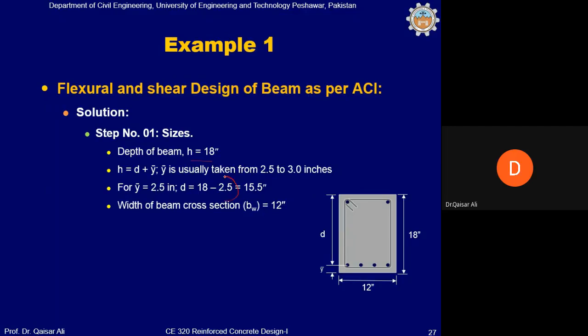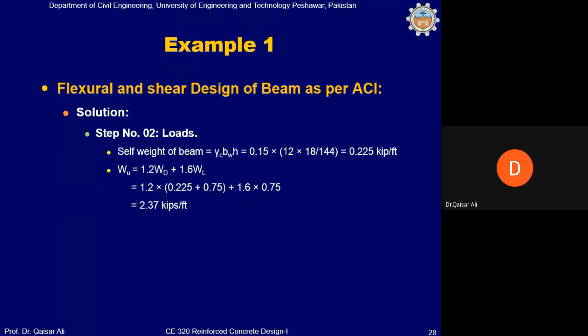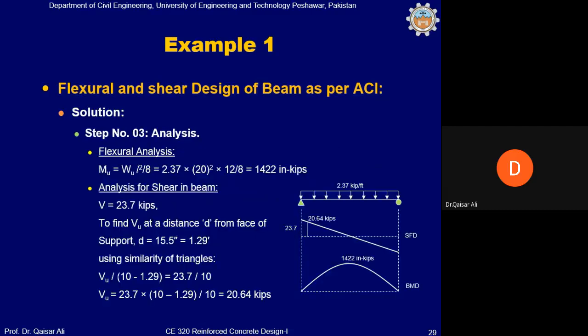This H is 18 inch, effective depth is D equals H minus Y bar. Y bar is taken as 2.5 inch, so D is equal to 15.5 inch. This is the same example which we discussed in the flexure design. This is the ultimate load, 1.2 times WD plus 1.6 times live load. Self weight of the beam is calculated. So the ultimate load is 2.37 kip per foot UDL on a simply supported beam. Then you can draw the shear force diagram and bending moment diagram. This beam we have already designed for flexure, so we are not going to discuss this.